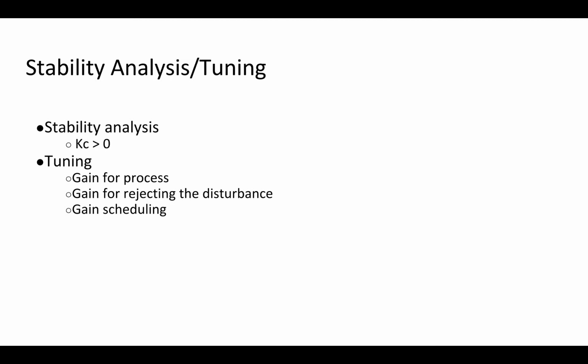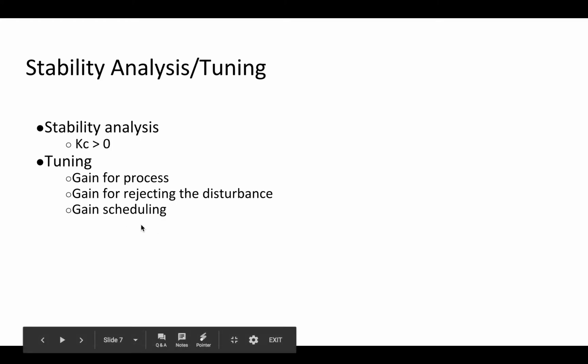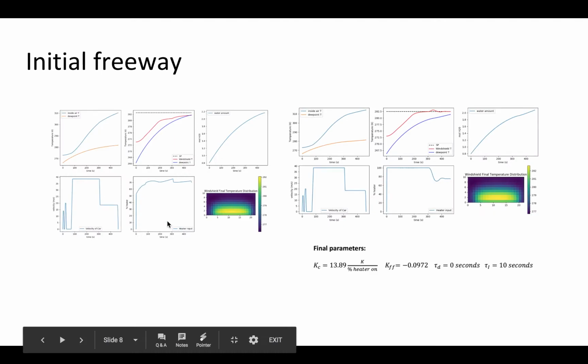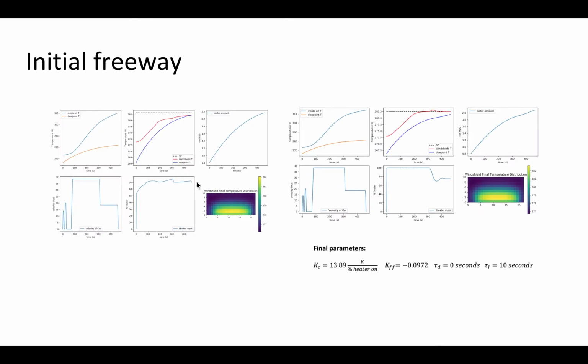And so the car could be moving really fast, but if the temperature of the windshield and the temperature of the outside are the same, then there's not going to be any heat transfer. So we don't want to turn on the heater when there's no heat transfer. And so we implemented a gain that is a function of temperature gradient rather than a constant gain in that scenario.